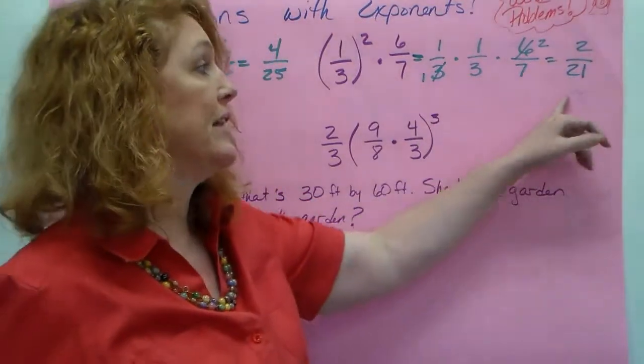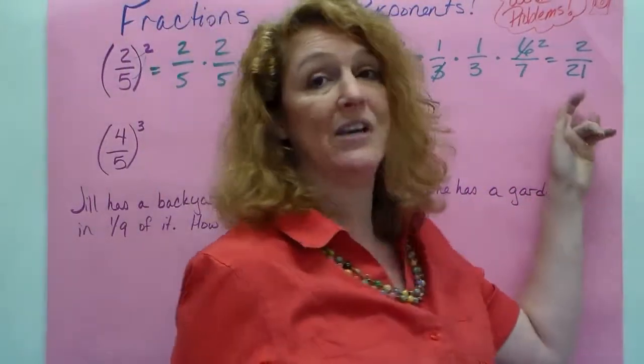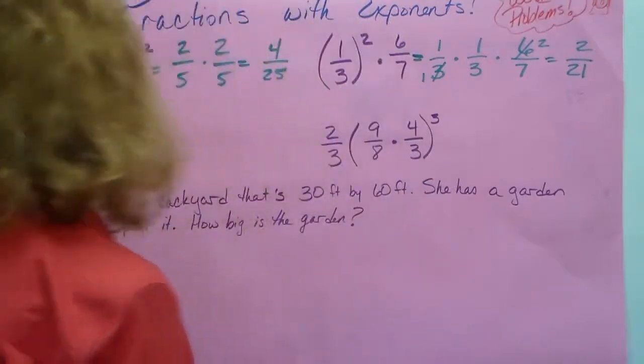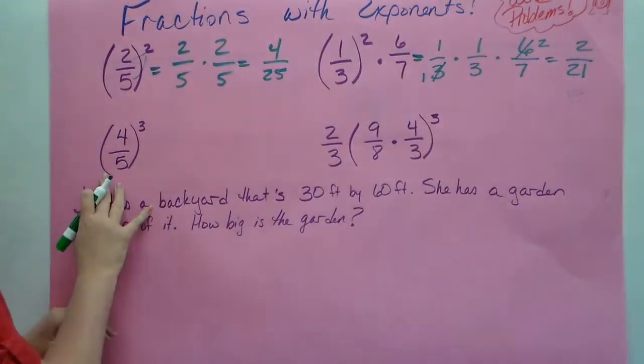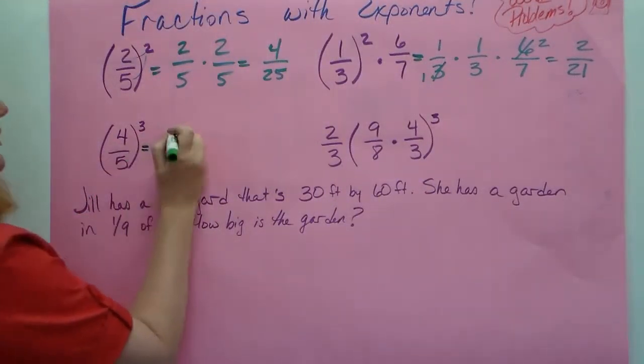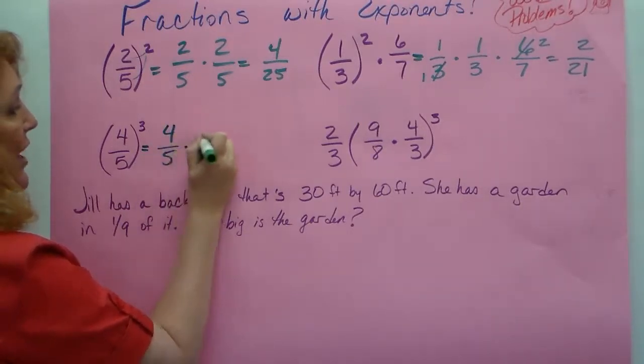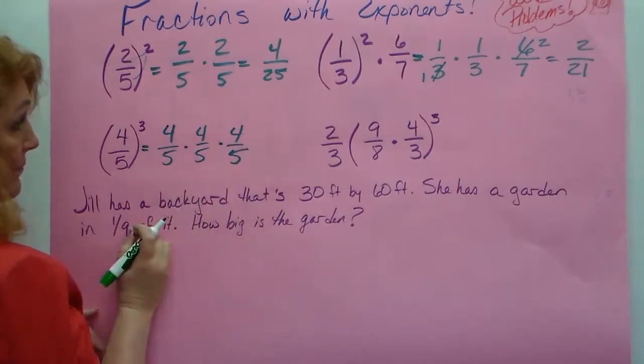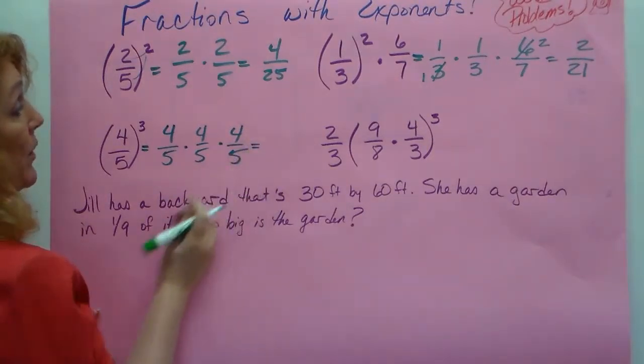You'll see more problems like this on 2-36 and 2-37. I might have even stolen some of these from that. If you'd like to follow along, go for it. Here I have 4/5 cubed. That looks like 4/5 times 4/5 times 4/5. And now I've got to be able to multiply all of this out.